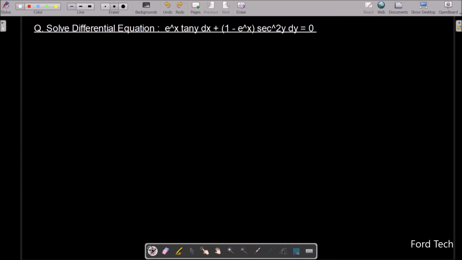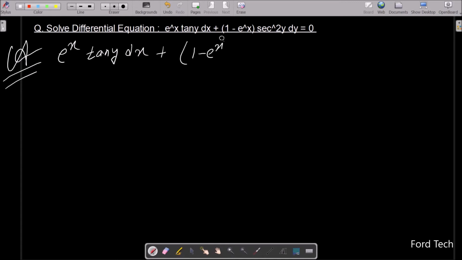In this lecture, I'm going to solve this differential equation, and this is the given. So let's see the answer. First, writing the given: e^x tan y dx, plus (1 − e^x) sec² y dy equal to 0. So this is the given.